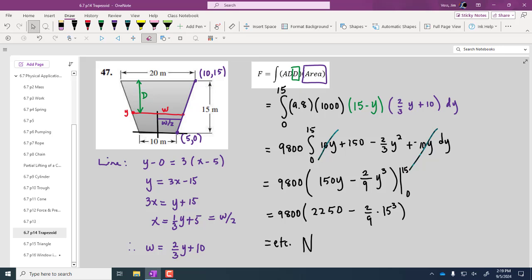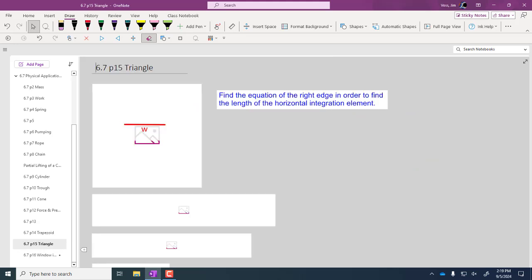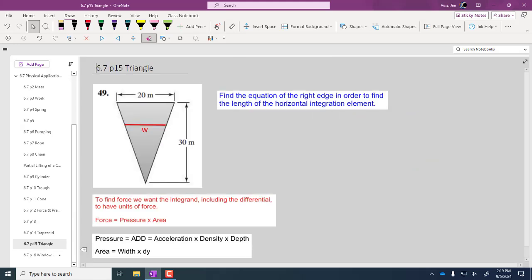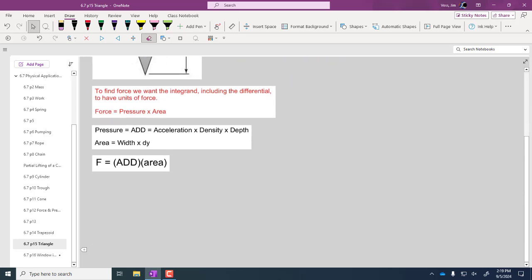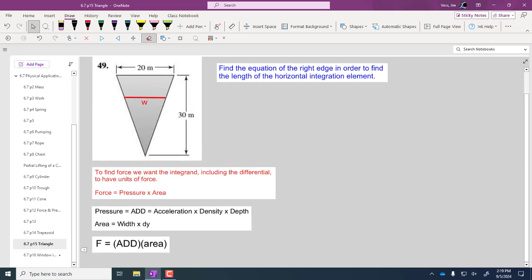All right, so let's try another wall. We'll do one that's like a triangle, upside down triangle. So we're in a similar situation. We've got water pressing against this triangular wall. We know that our formula is going to be ADD area. So that's where we'll start. So the force will be the integral of ADD area.